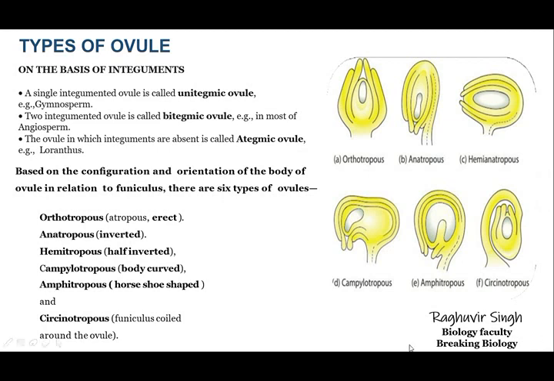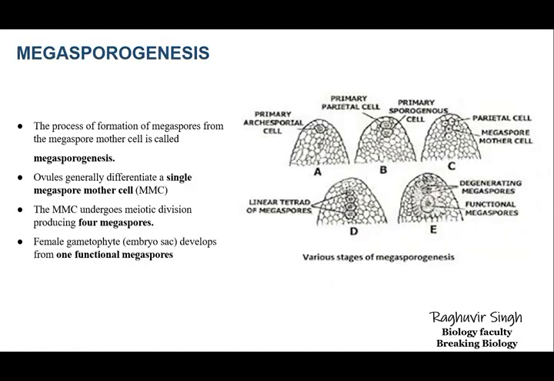Then coming to the amphitropous ovule. Amphitropous ovule is the ovule which becomes curved in such a way that it takes the shape of a horseshoe, and this is known as the horseshoe shaped ovule. This is a very important question for NEET, what is a horseshoe shaped ovule. The amphitropous type of ovule is called the horseshoe shaped ovule. So these are the different types of ovule that can be found in flowering plants.